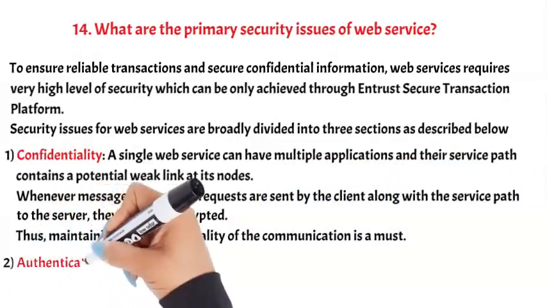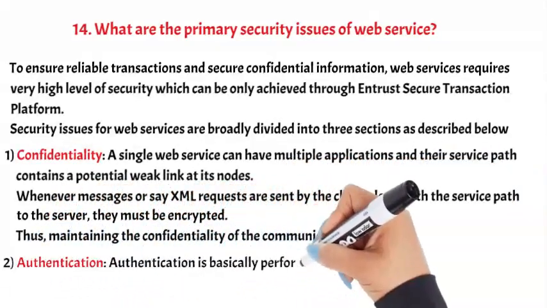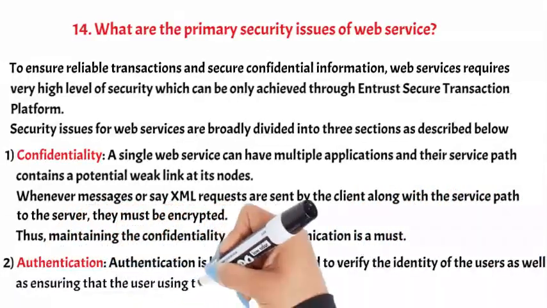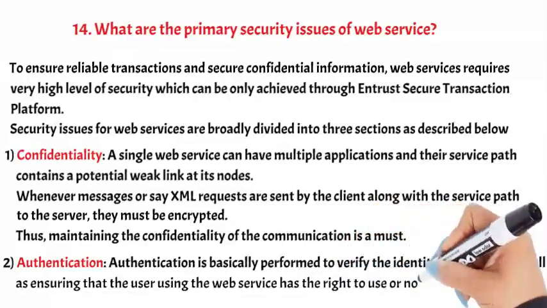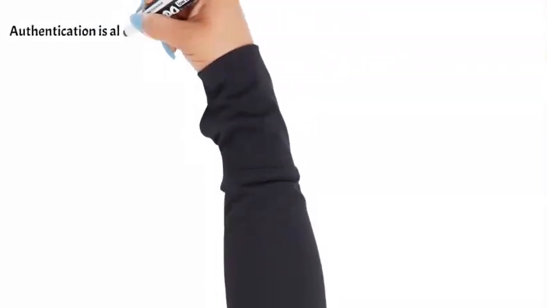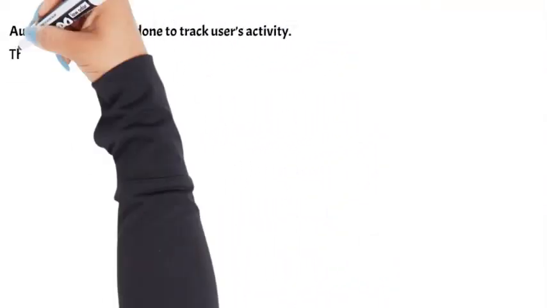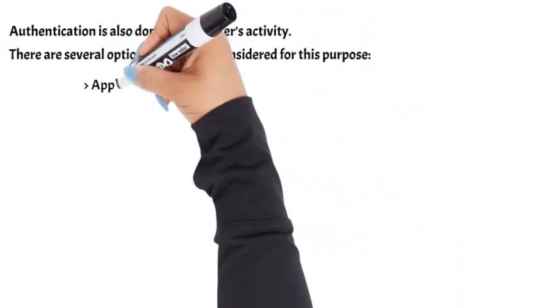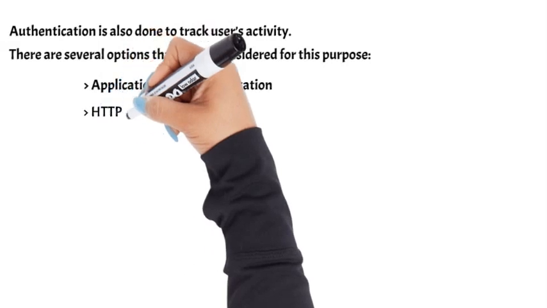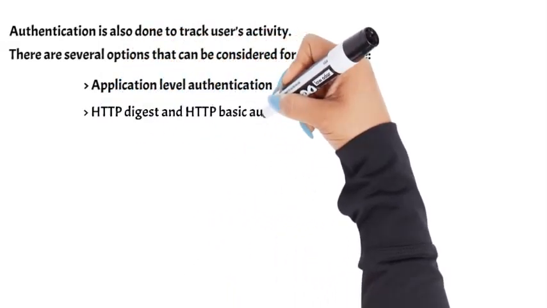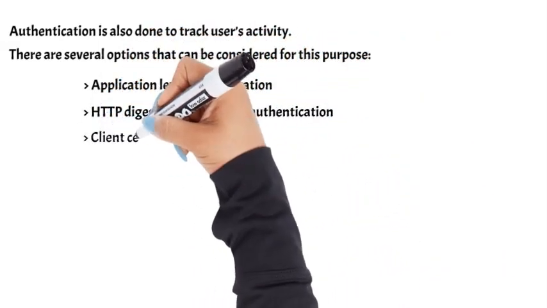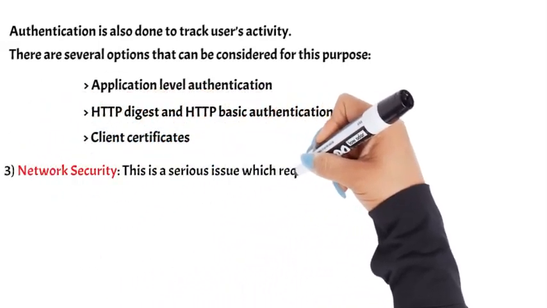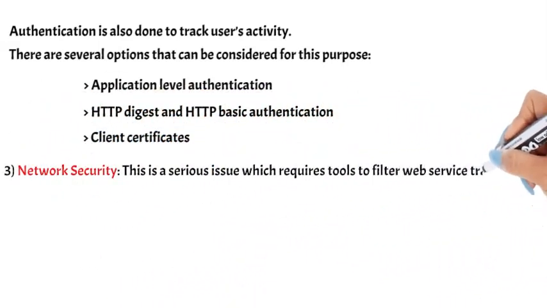2. Authentication. Authentication is basically performed to verify the identity of the users as well as ensuring that the user using the web service has the right to use it or not. Authentication is also done to track users' activity. There are several options that can be considered for this purpose: application-level authentication, HTTP digest and HTTP basic authentication, client certificates. 3. Network security. This is a serious issue which requires tools to filter web service traffic.